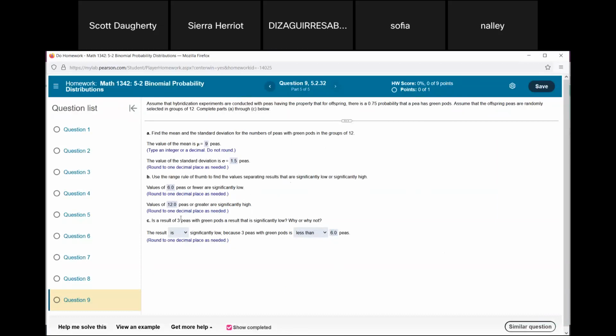Then part C, let's say you ran the trial, right? You did 12 of these experiments. You ended up getting 3 peas with green pods. What would you say about that? You would say it's significantly low, right? It's unusually low. So the result is significantly low because 3 green pods is less than 6, right? Which is our boundary for being unusually low. Okay.